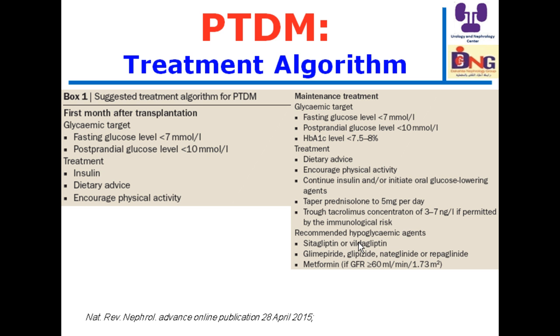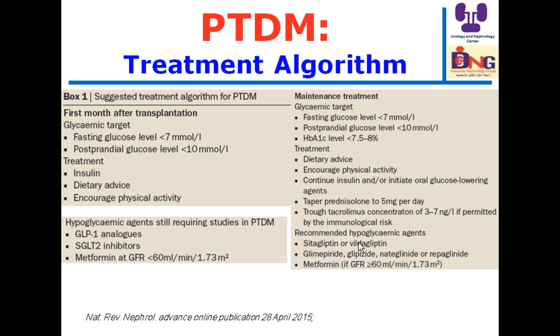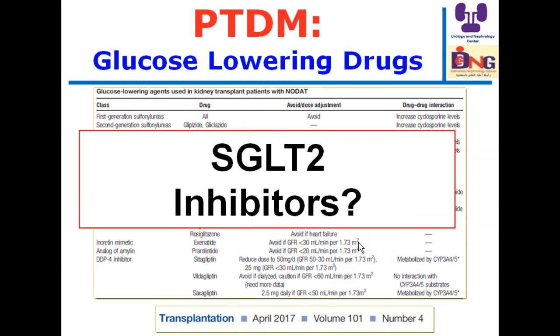Recommended hypoglycemic agents are DPP-4 inhibitors, glimepiride, glipizide, nateglinide or repaglinide, and metformin if GFR is above 60 ml per minute. Hypoglycemic agents that still require study in post-transplant diabetes are GLP-1 analogs, sodium glucose cotransporter inhibitors, and metformin in the presence of lower GFR. This is an interesting point, because this table is very important, as it shows the different drugs used in management of these patients, using the different classes.